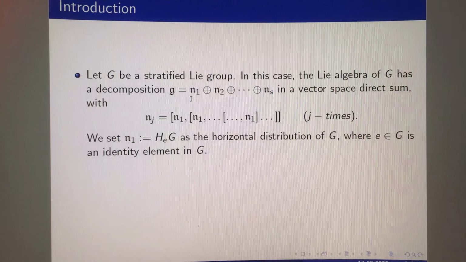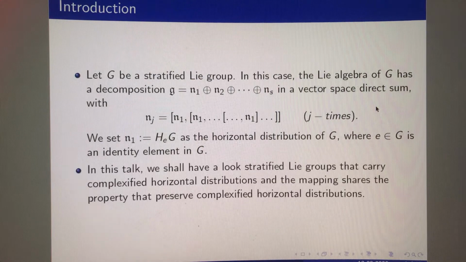Now, we count the first linear subspace N1 as the horizontal distribution, and we're going to use this notation a lot in this talk. Then, the main topic in this talk is actually about a real stratified Lie group that carries a complexified horizontal distribution, and we also want to talk about the maps that preserve the complexified horizontal distribution.